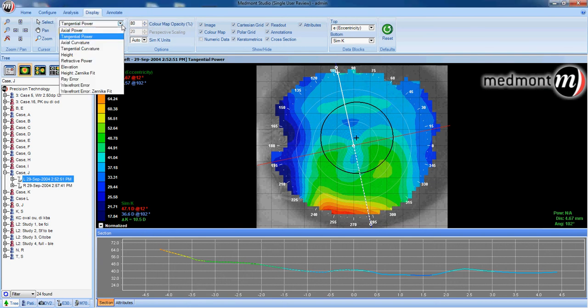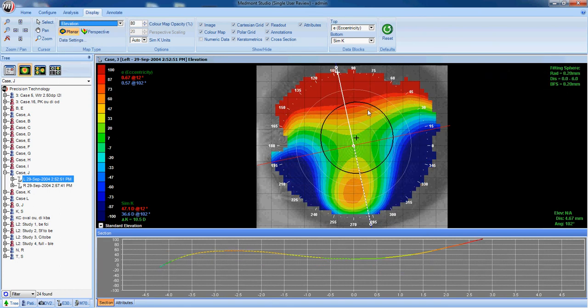If we were curious about which is the highest or lowest point on the eye, we could select our elevation map. Elevation map drops a perfect sphere on top of the topography and looks at whether the cornea is above the sphere or below the sphere. With the white axis line running vertically, we can see the dotted section of the line corresponding here with the dotted section of the line on the graph.